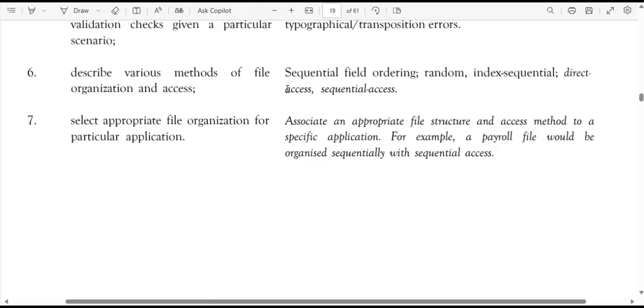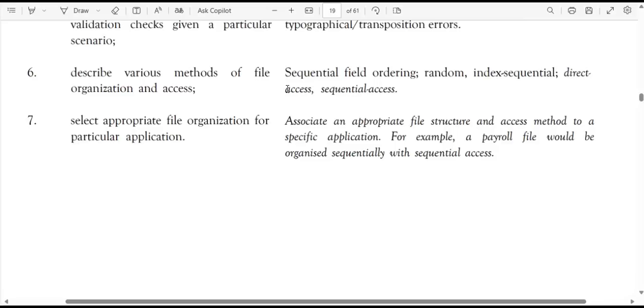Another method of file organization and access is direct or random file organization. Records are stored at specific locations using a calculation and a key field. Data can be accessed immediately using its unique key without reading previous records. Example, bank customers' records accessed by account number using a hash function.